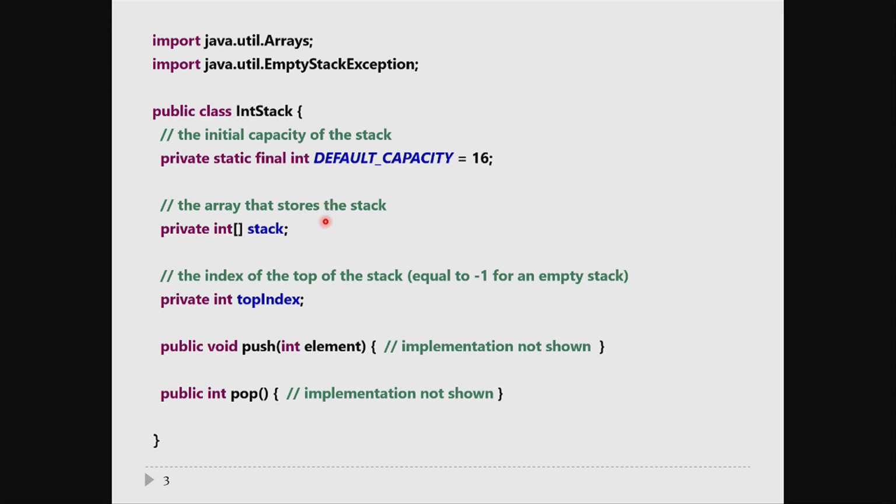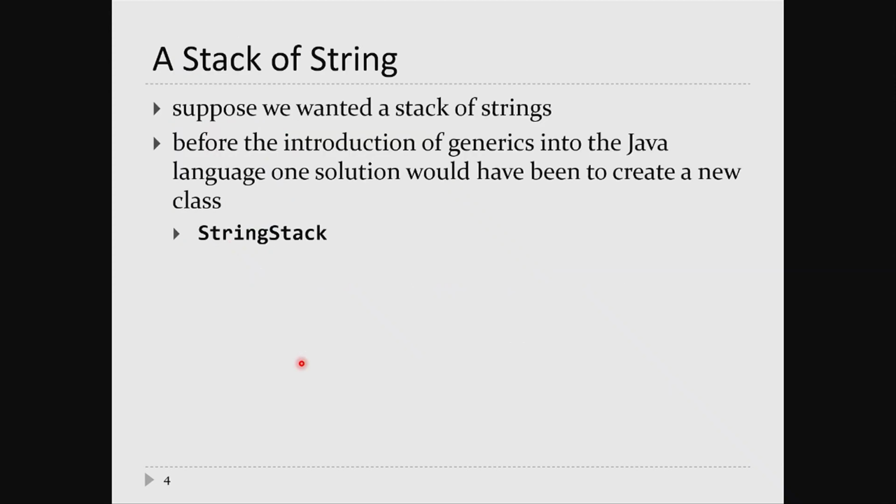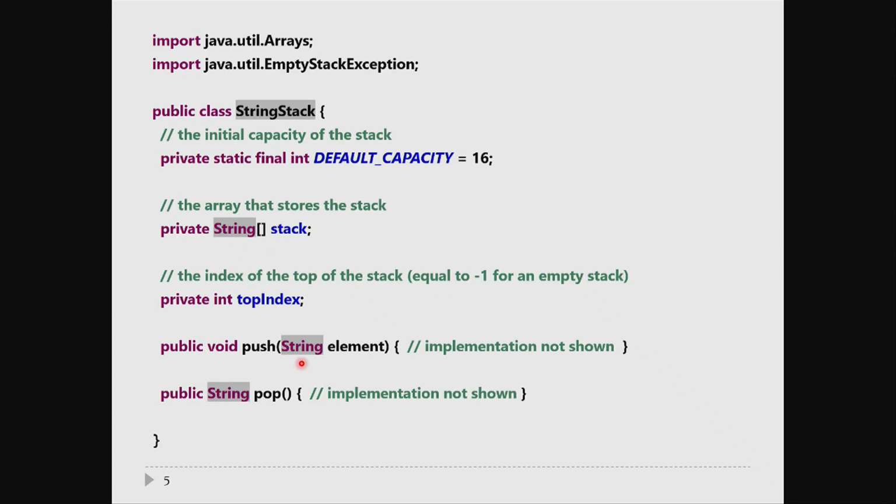Here's the IntStack class, with most of the details not shown. To convert this into a stack of strings, it turns out you just have to change a few things. First of all, you have to give it a new name, because you can't have two classes with the same name. I guess you could put it in a different package. Then you change the array, because now you have an array of strings instead of an array of int. When you push an element, you push a string, you don't push an int anymore. And when you pop an element, you get a string back out, you don't get an int back out.